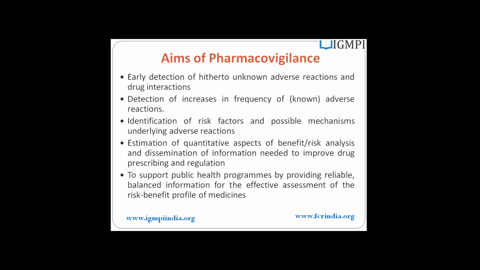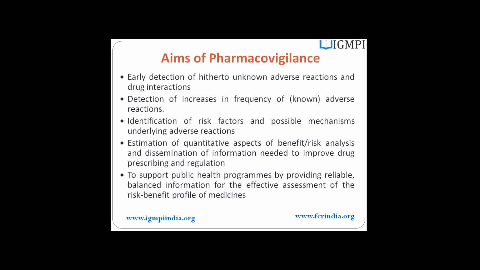Then there is identification of risk factors and possible mechanisms underlying the adverse reactions. Now there are certain predisposing factors to the adverse events. So pharmacovigilance also aims at identification of risk factors and also tries to detect the possible mechanisms underlying the adverse reactions. The aim of pharmacovigilance is also to estimate quantitative aspects of benefit-risk analysis and dissemination of information needed to improve drug prescribing and regulation.